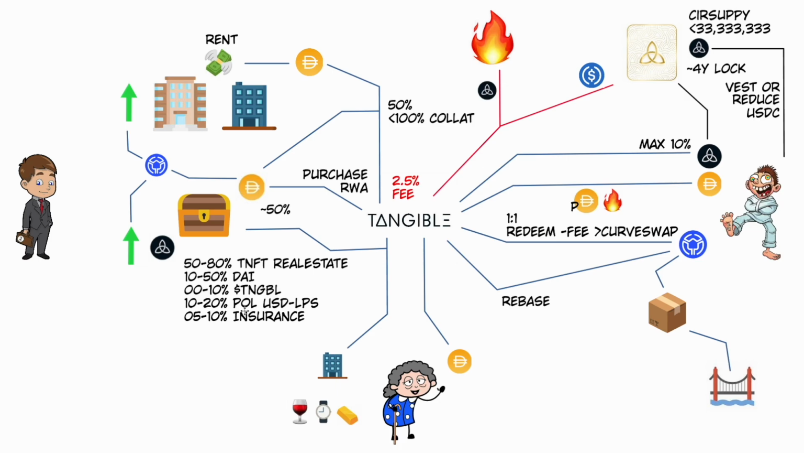Between 10 to 20% is protocol-owned liquidity as USDLPs. I'll talk about that in a second when I get down here to Pearl. So they take the DAI and they take some USDR and they put it in liquidity pools, and it earns fees and stuff like that. And then 5 to 10% is used for insurance.